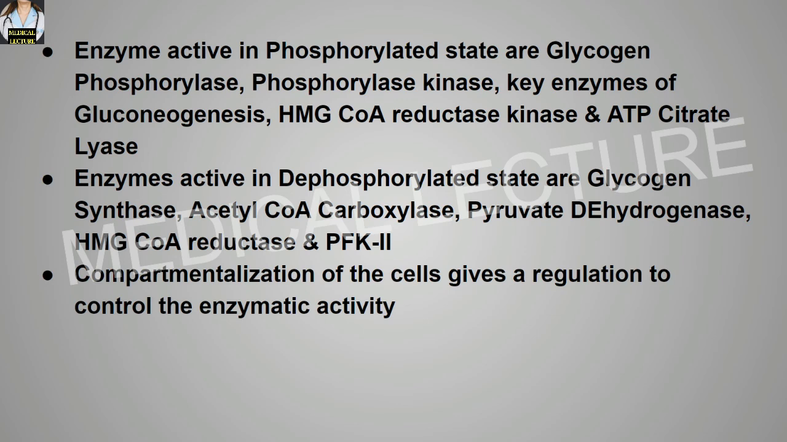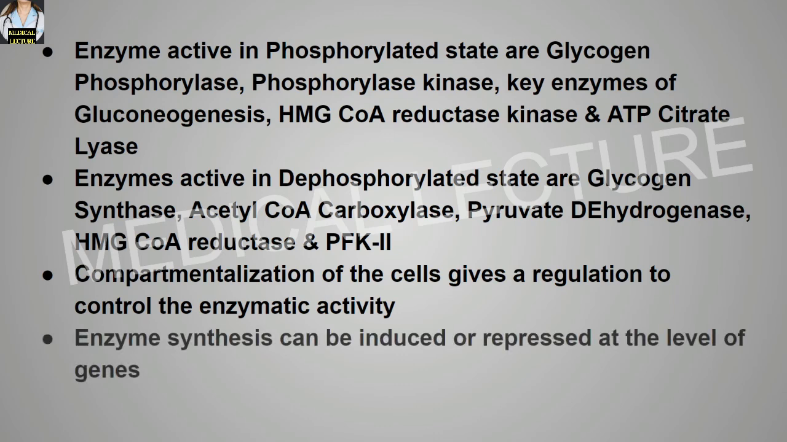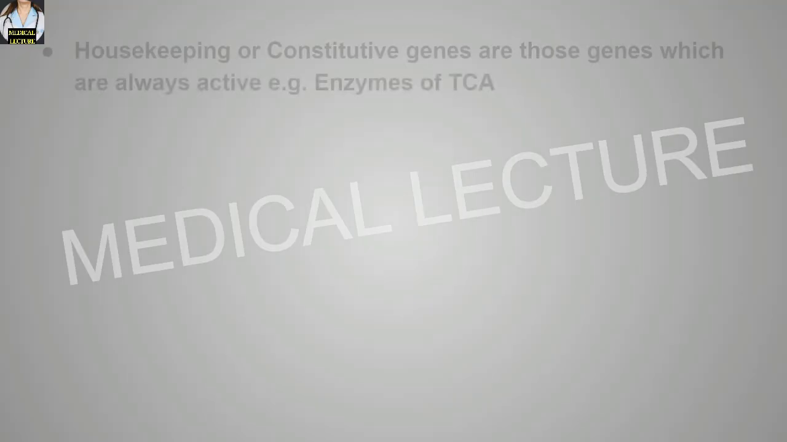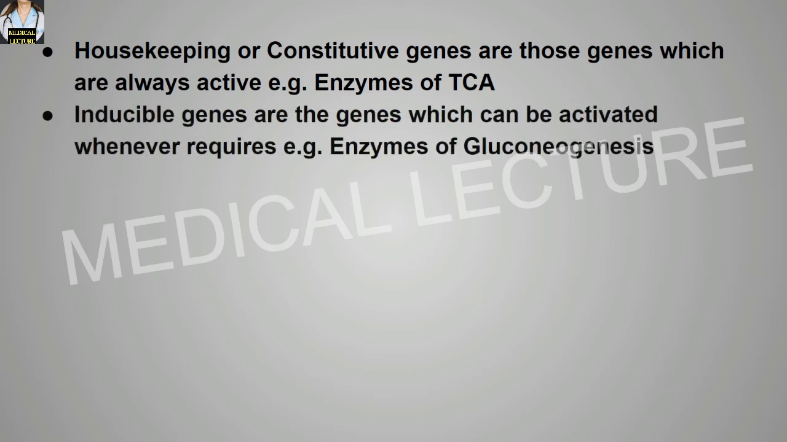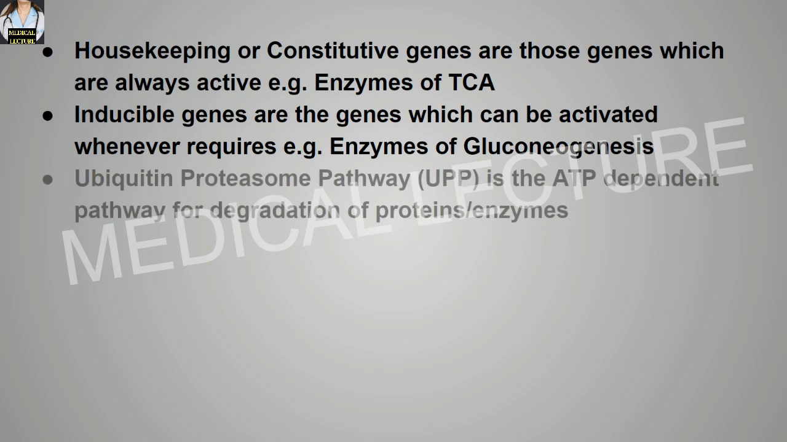Compartmentalization of the cells gives a regulation to control enzymatic activity. Enzyme synthesis can be induced or repressed at the level of the genes. Housekeeping or constitutive genes are those genes which are always active, for example, enzymes of the TCA cycle, tricarboxylic acid cycle. Inducible genes are genes which can be activated whenever required, for example, enzymes of gluconeogenesis.